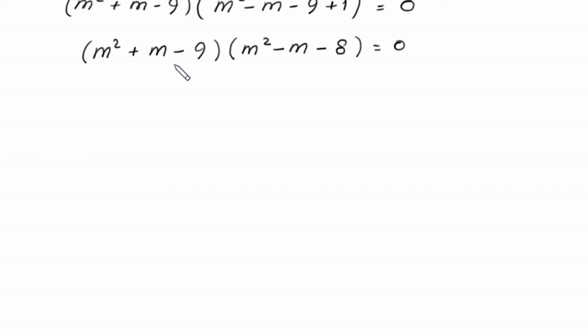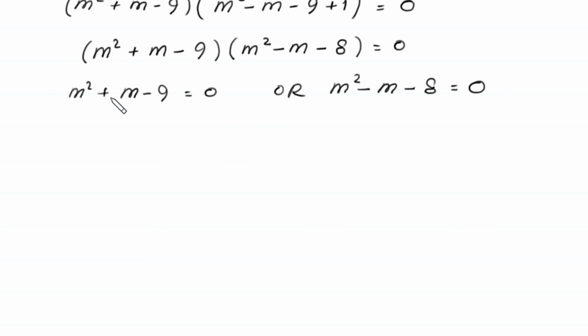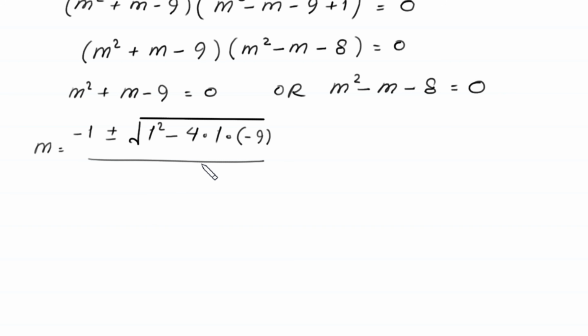Now from here either this expression m squared plus m minus 9 is equal to 0, or this expression m squared minus m minus 8 is equal to 0. From this quadratic equation m is equal to negative 1 plus or minus square root of, in place of b squared we write 1 squared, minus 4 times, in place of a we write 1 times, in place of c we write negative 9, divided by 2 times, in place of a we write 1.